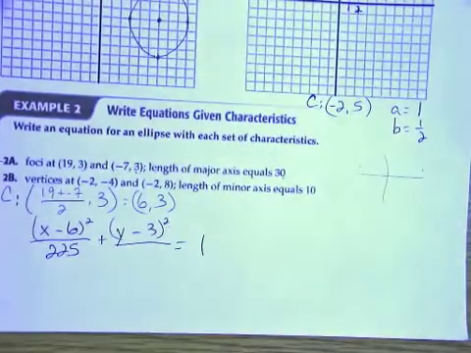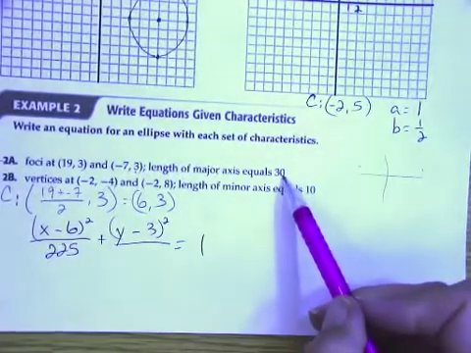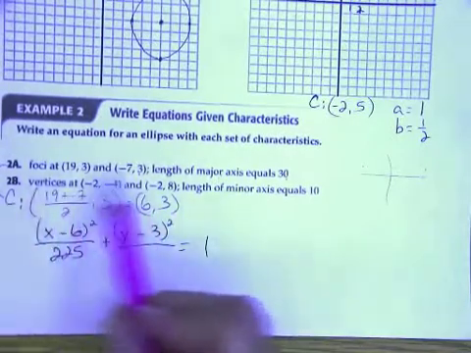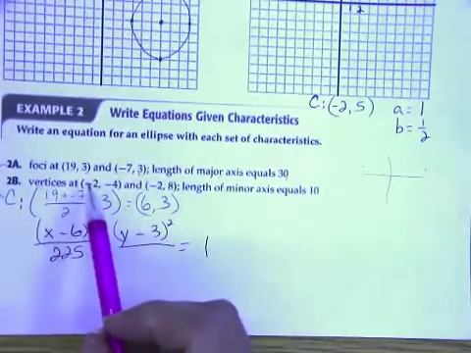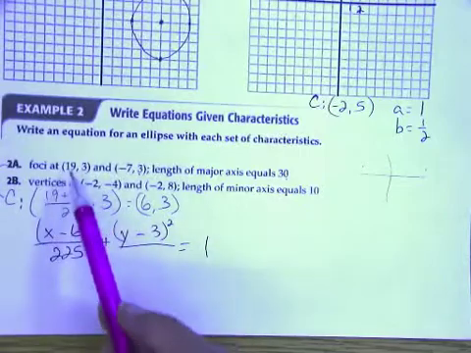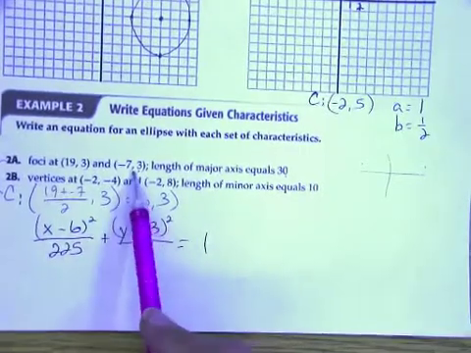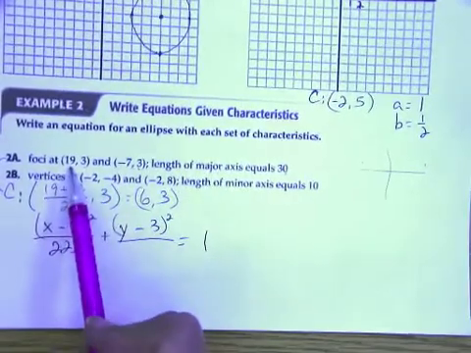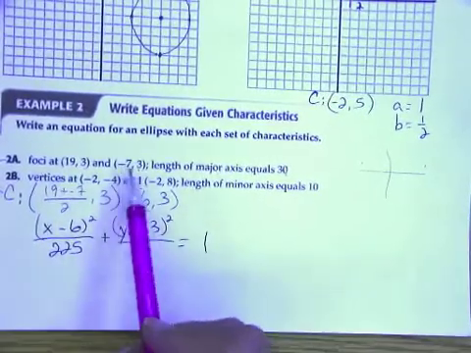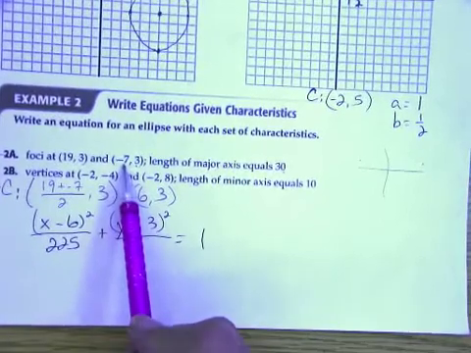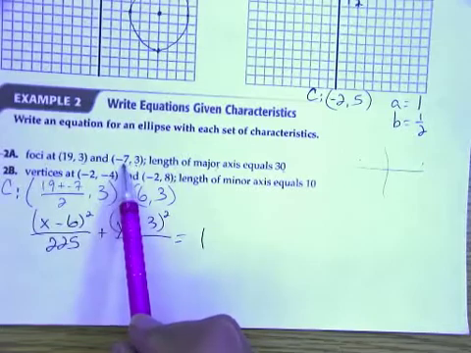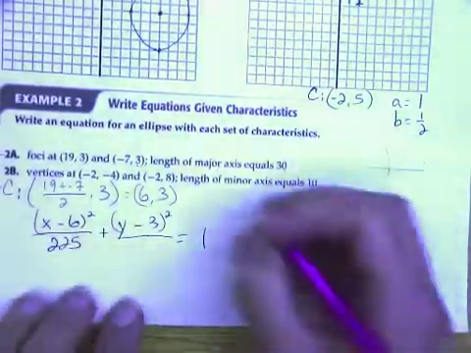Now I have to figure out what my B value is. Just how I figured out my A value and squared it here, I can use the distance between the two foci to find my C value. The foci are at these two spaces. How far apart are these two foci? From 19 to negative 7, that's 26 spaces. If I take that 26 and cut it in half, I get 13.